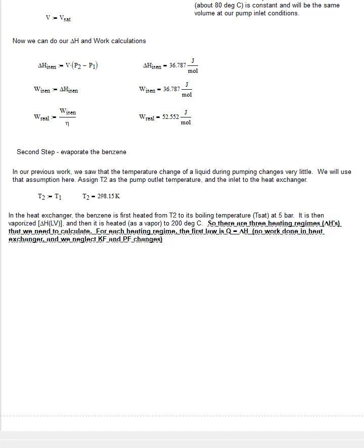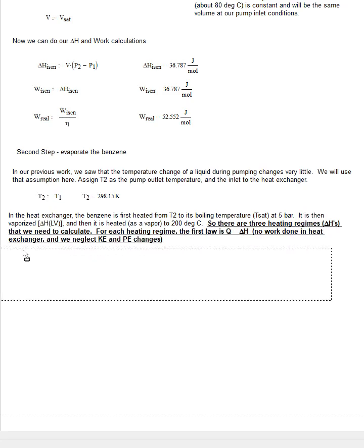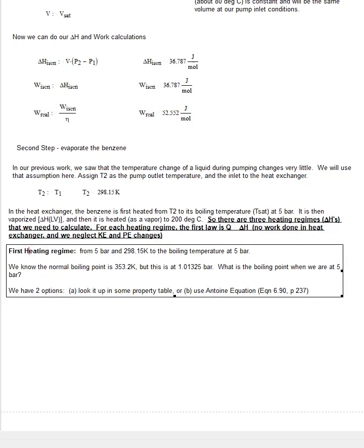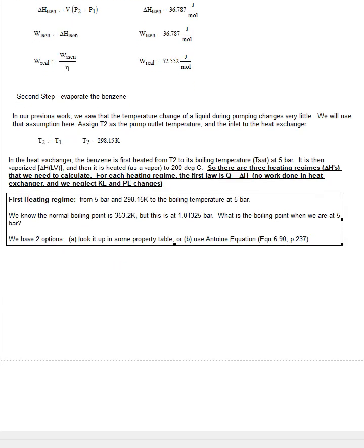So again, we're going to divide and conquer. We're going to look at the first step, where we're heating at 5 bar, going from 298 Kelvin to the boiling temperature at 5 bar. We know the normal boiling point, which is at 1 atmosphere, or about 1.01 bar, is 353 Kelvin, or about 80 degrees C.